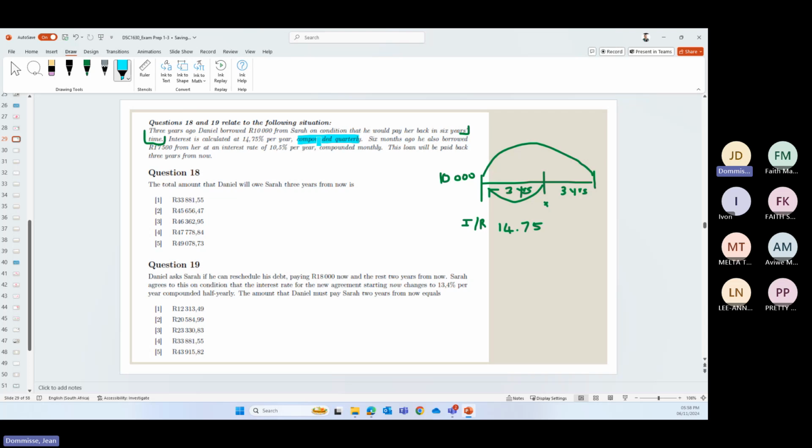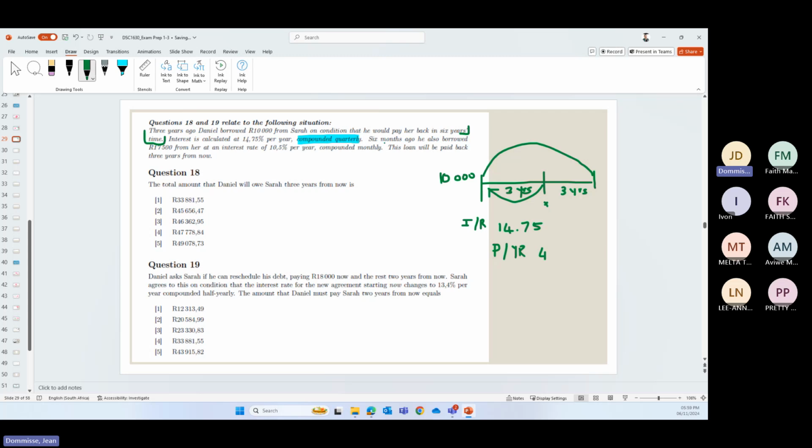That's basically the two that they can use, quarterly or every 3 months. So we know now how many times per year it will be? It will be 4, because there are 4 quarters in a year.